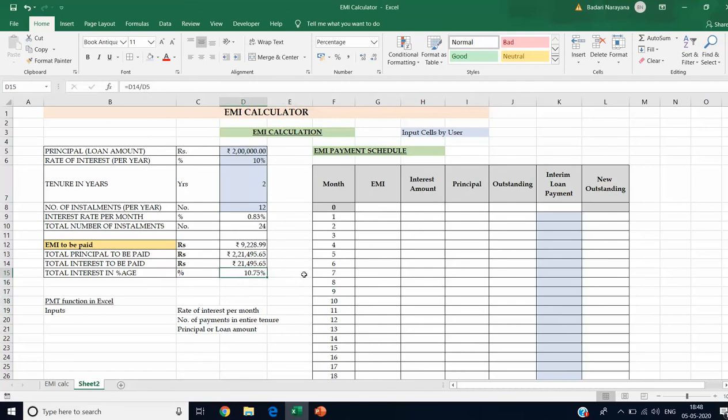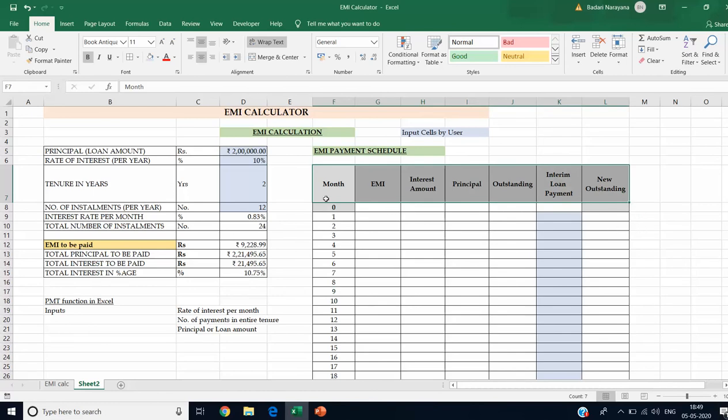Okay. Now let's see how to calculate a payment schedule. The payment schedule makes it very clear how much EMI I am paying each month, and in each EMI how much is the interest amount and how much is the principal amount, and what is the outstanding amount, that is the balance of the loan amount that I am going to pay. I just prepared a table here. You can start preparing like this.